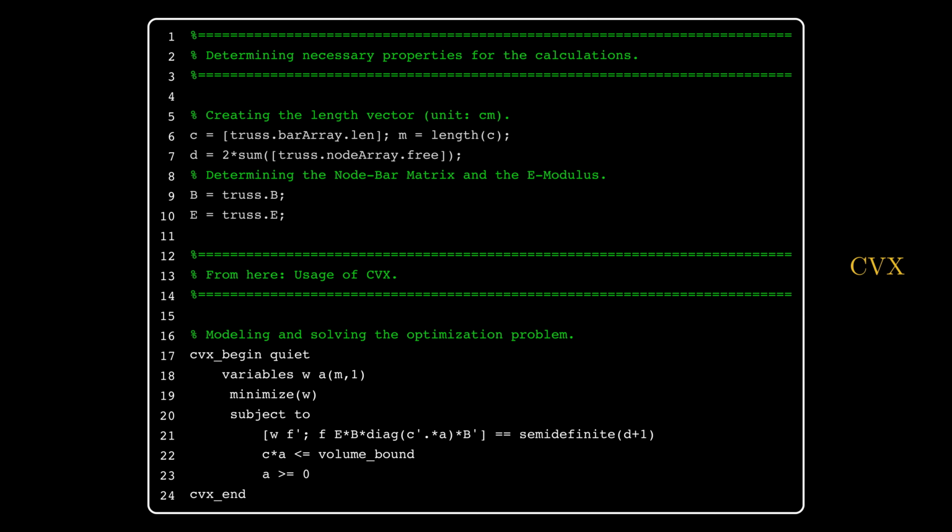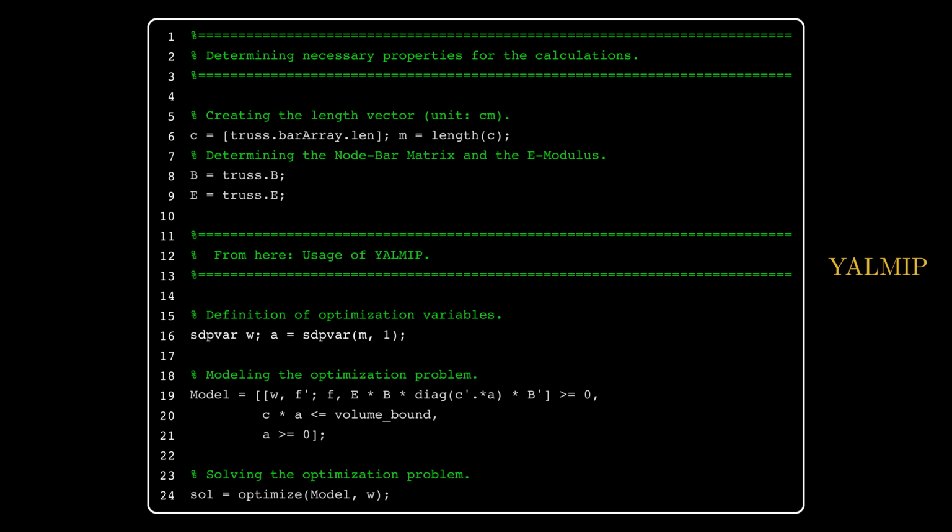To solve this program with YALMIP, we have to define first SDP variables W and A of the corresponding size. Then we have to construct the constraints, so in this case model describes the constraints for the optimization problem, and then we can solve this problem with optimize of model, W. Now let us take a look at a few examples.